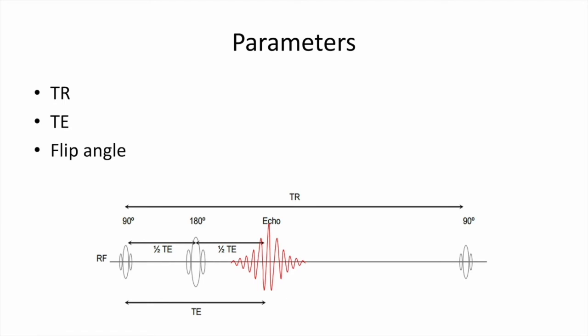Spin echo sequences consist of three main parameters: the TR or repetition time, TE or time to echo, and flip angle. The TR time is the time interval between one 90-degree pulse and the next 90-degree pulse. The TE or time to echo is the time between the 90-degree pulse and the echo signal. The flip angle is nothing but the angle by which the deflection of the proton happens after the first RF pulse, which is 90 degrees in this case.